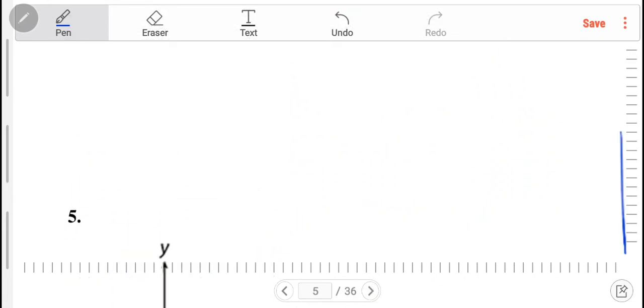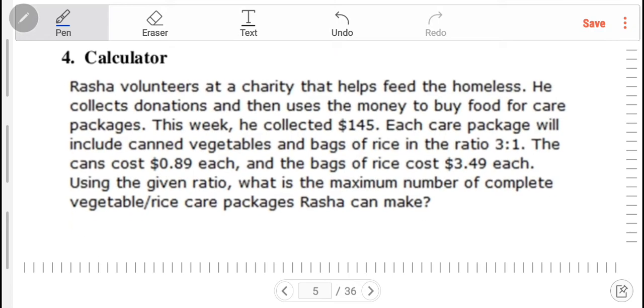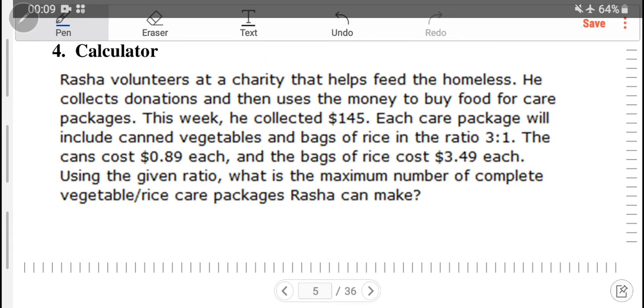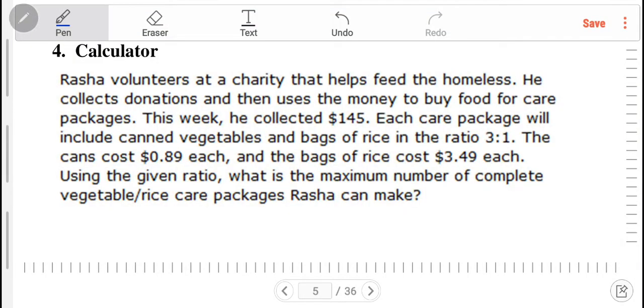Here we have Russia volunteers at a charity that helps feed the homeless. He collects donations and then uses the money to buy food for care packages. This week he collects $145. Each care package will include canned vegetables and bags of rice in the ratio 3:1.